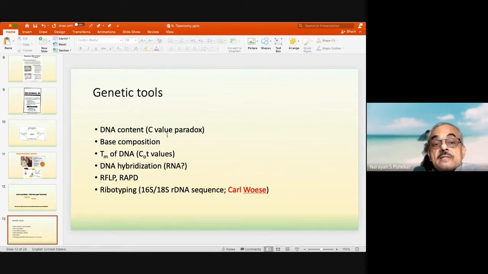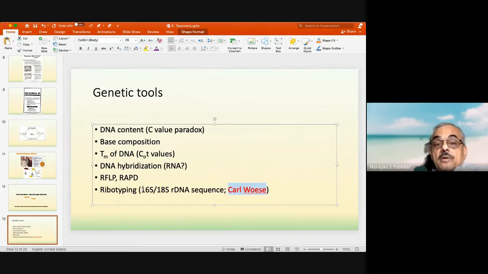So then obviously ribotyping, which is one of the things which happened in the late 70s and picked up very heavily. In fact, this revolutionized the whole of microbial taxonomy, in fact the whole of taxonomy in biology itself. So we'll come to that. And the person responsible for that, Carl Woese, is a very famous biophysicist who contributed to taxonomy.